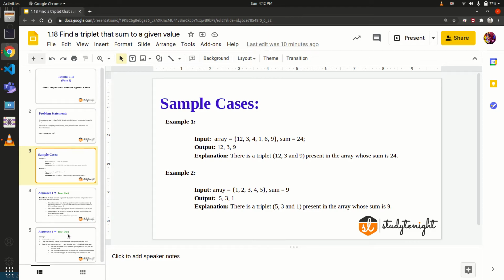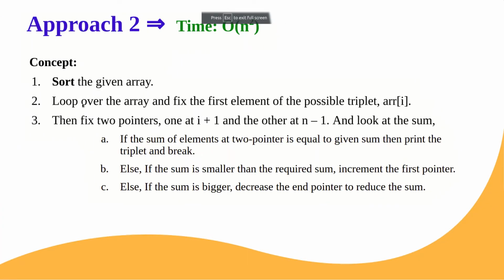So let's first understand the entire statement, the entire logic, then we can come to the code. Loop over the array and fix the first element of the possible triplet, array of i. Fix 2 pointers, one at i plus 1 and the other at the end of the array, which is n minus 1, and look at the sum of the n minus 1 element, the i plus 1 element, and the a of i element.